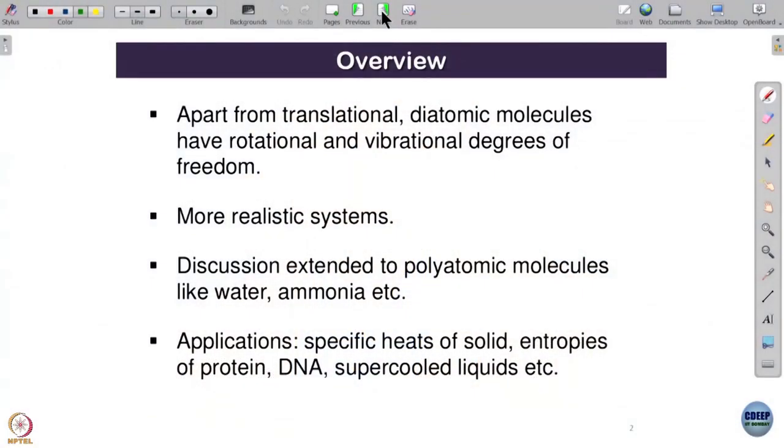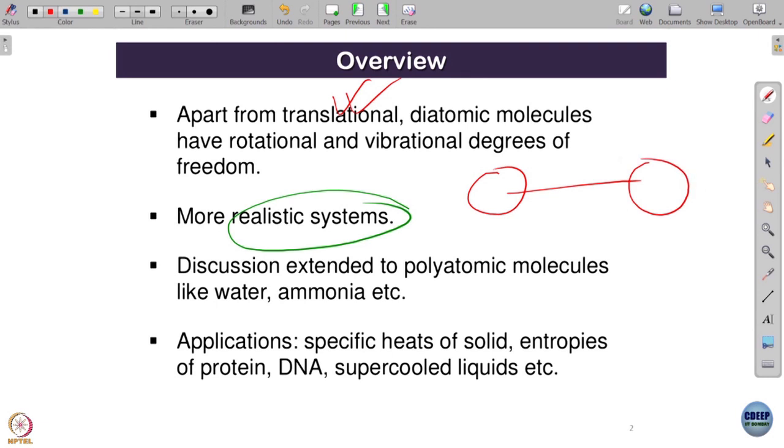In the case of molecules, these are more realistic systems. If this is the diatomic molecule, it continues to have translational motion of the center of mass, but it also has vibration and rotation. The translational part we have done, and we go to a reduced mass description, where I can consider translation as that of the center of mass, with the reduced mass m1 m2 by (m1 + m2), and if they are the same, it becomes m/2.